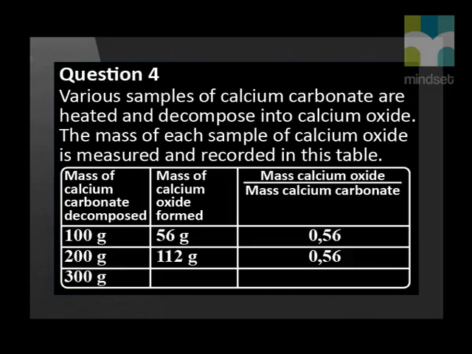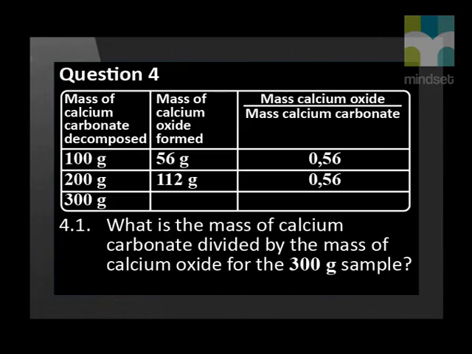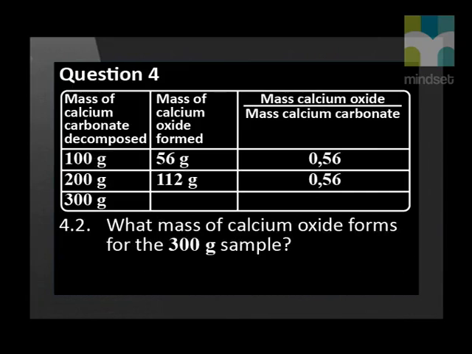Various samples of calcium carbonate are heated and decompose into calcium oxide. The mass of each sample of calcium oxide is measured and recorded in this table. What is the mass of calcium carbonate divided by the mass of calcium oxide for the 300-gram sample? What mass of calcium oxide forms for the 300-gram sample?